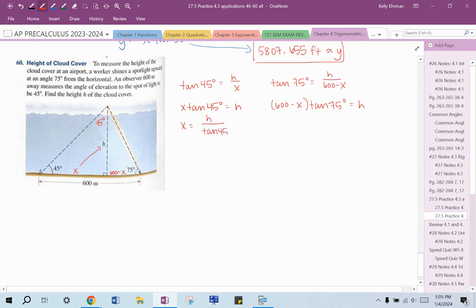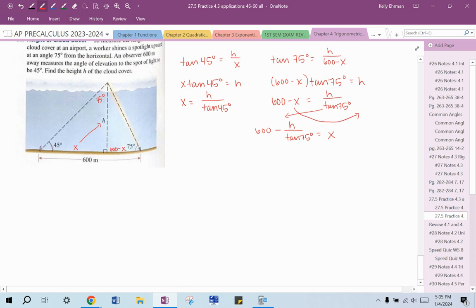in both equations so that I can just get right down to finding h right off the bat. So first step is to divide by the tangent in both cases. Over here, I don't want to do this in two steps. I want to say add x over here. So it's x equals, and then let's just subtract this h term over here. So it's 600 minus h over tangent of 75. That's all legal math. Now that they're both x equals, set them equal to each other.